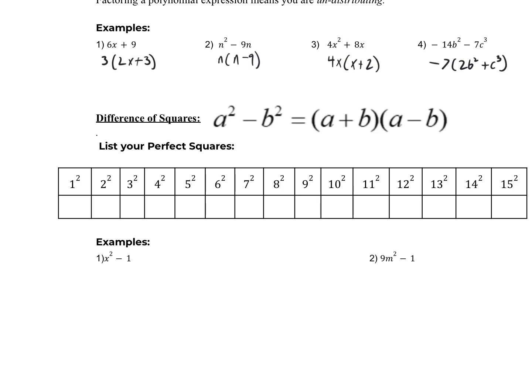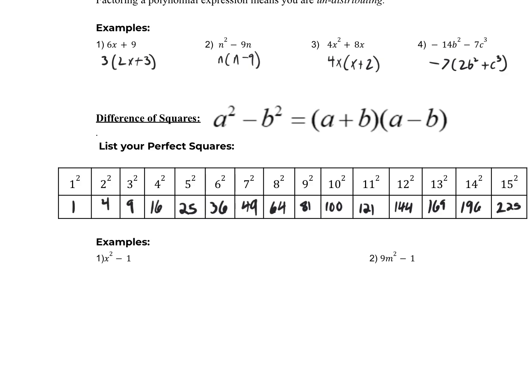We can factor this out into the pattern of the square root of the first term plus the square root of the second term, and then the square root of the first term minus the square root of the second term. So first thing we're going to have to do is go through and make a list of all of our perfect squares. So we got 1, 4, 9, 16, 25, 36, 49, 64, 81, 100, 121, 144, 169, 196, and 225. So those perfect squares are really, you're going to need to memorize those.